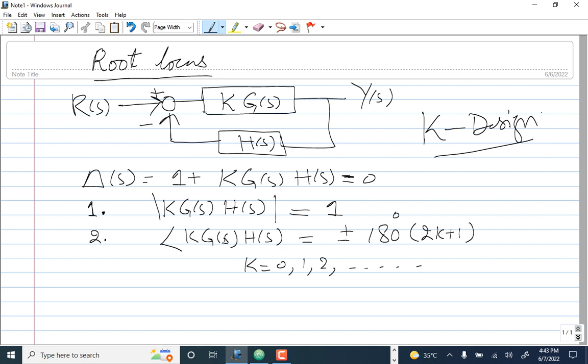Now there are 2 conditions that need to be satisfied so that you can draw the root locus. The first one is that the magnitude of K G(s) H(s), also known as the open loop transfer function, must be equal to 1. If I take the angle of this, it becomes plus or minus 180 degrees times (2k plus 1). So these are the basic concepts used to design the root locus. But the question is how you do that.